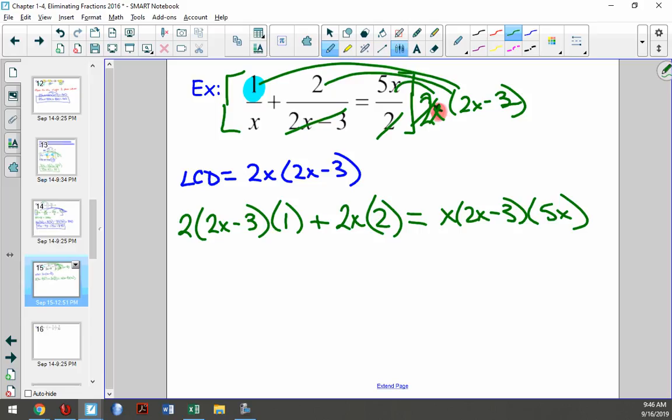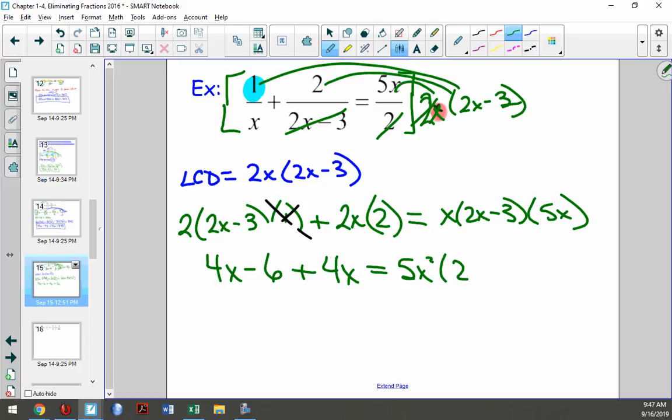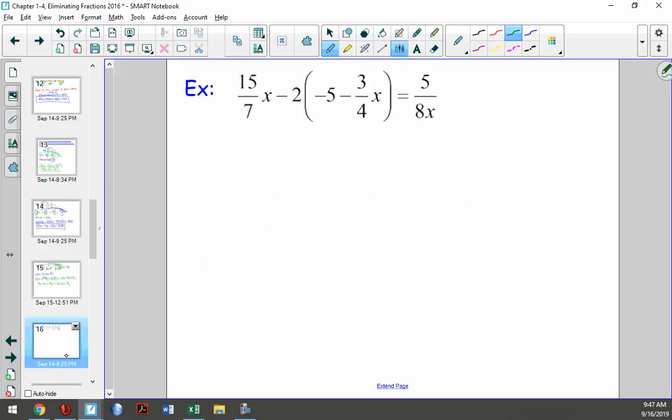This 1 does not change the problem at all. So I have a 4x minus 3, nope, minus a 6, sorry about that, plus a 4x is equal to a 5x squared times a 2x minus 3. And you guys don't have to go any further with that. This is a much more in-depth example. I'm not worried about that anymore, but I wanted to give you an idea of what to look for.